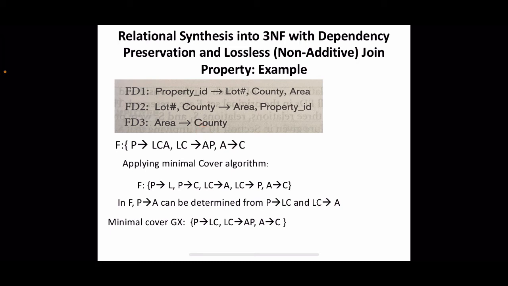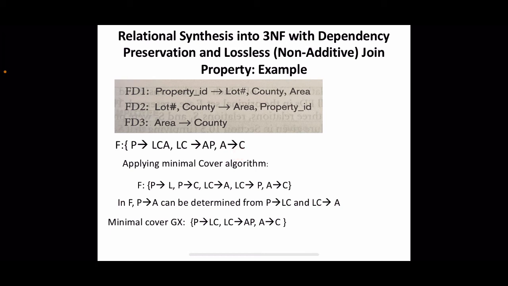So for simplicity, let us represent property ID by P, lot number by L, county by C, area by A. Then let us represent these functional dependencies like this. P determines LCA: lot, county, area. Second one is L and C together, lot and county together: LC determines area and property ID, AP. And third one is area determines county, A determines C. These are the functional dependencies.